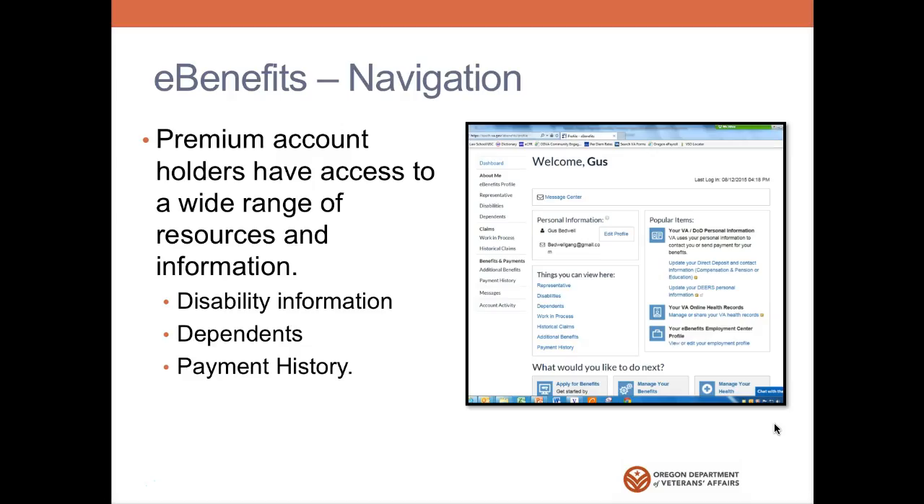Once you get in, premium benefit account holders have access to a wide range of resources. There's disability information, there's dependents, there's payment history. There's all kinds of really great pieces of information in there. In your training folder, there are 5 examples of letters that you could get access to. Letters that will help you with those things I talked about earlier.